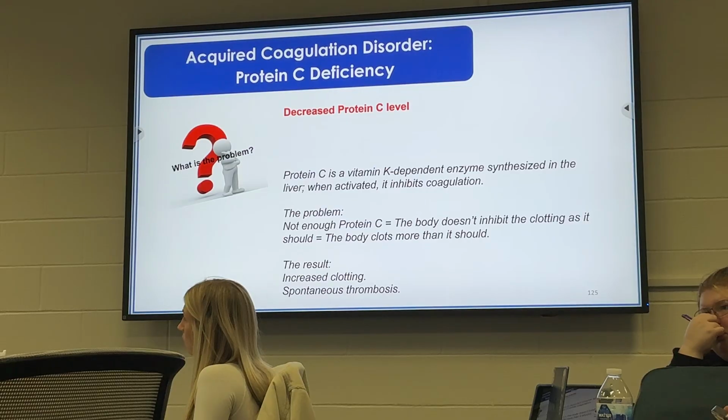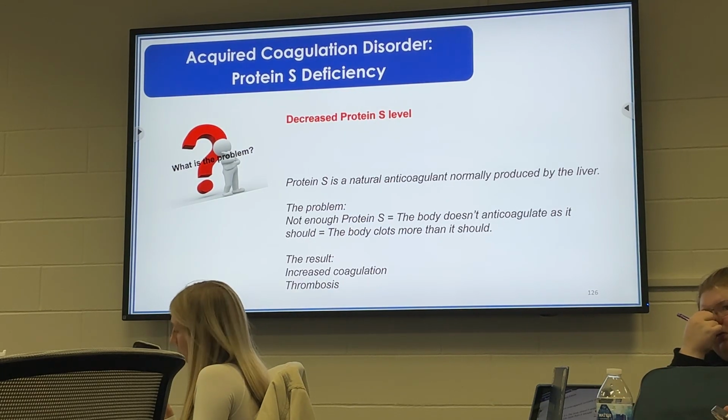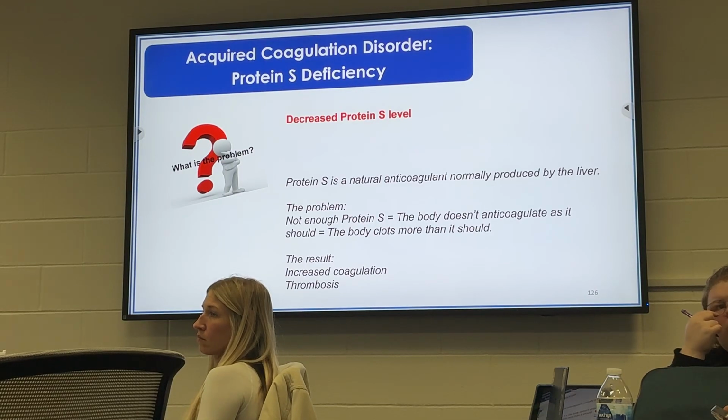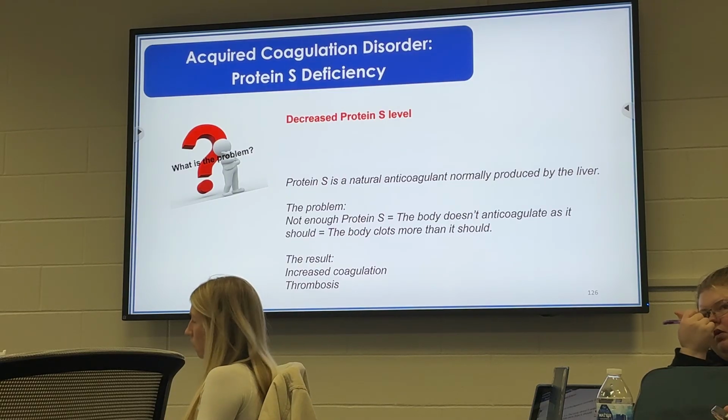This coagulation disorder is related to protein C. I just want to know who sat and figured all these proteins out. Who knows what? I mean, I want that. What did you say? I know. I don't either.